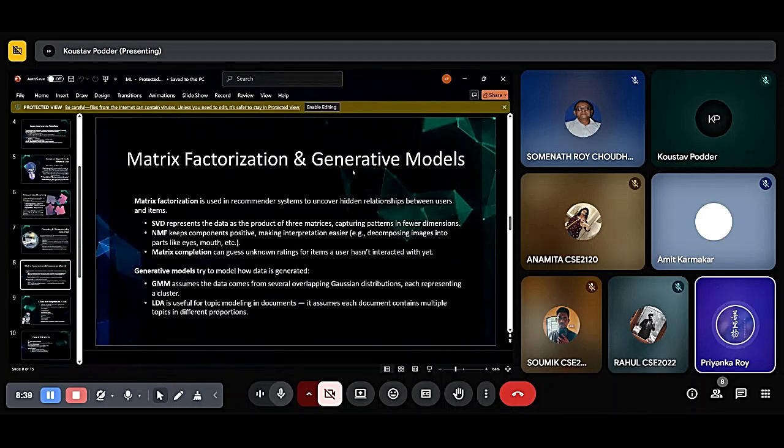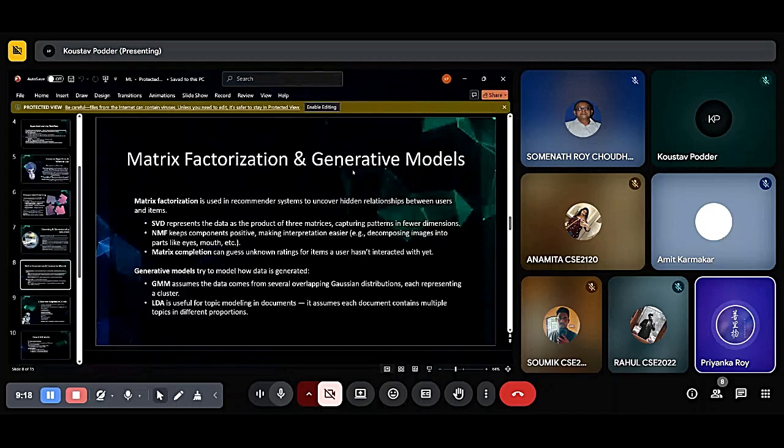Now, another powerful approach of unsupervised learning is matrix factorization. It is used a lot in recommendation systems like Netflix, Amazon, Flipkart, where we want to predict what the user might like, even if they have never rated them before. So here is an example of matrix factorization, SVD. SVD stands for Singular Value Decomposition, which breaks the large data table into three smaller matrices, which reveals the hidden relationship between the users and the items.